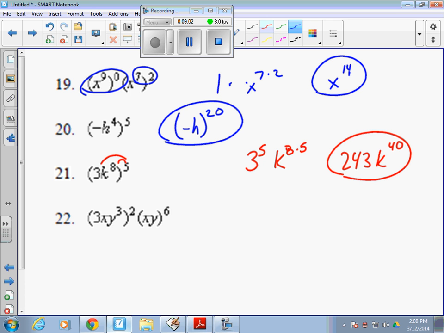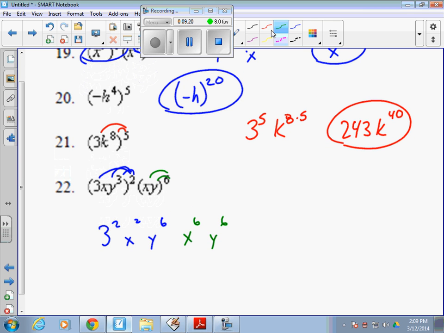Everything's getting the square here. 3 squared, x squared, y to the third squared means y to the 3 times 2, which is y to the 6th. Everything's getting the 6 here. X to the 6th, y to the 6th. Now you have the same, everything's next to each other, which means they're multiplying.